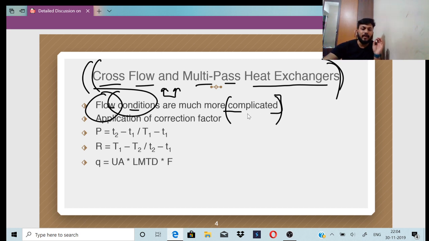This complicated flow condition which is present in cross flow and multipass heat exchangers, how does it get lessened? Here we use something called a correction factor. We use the application of a correction factor.